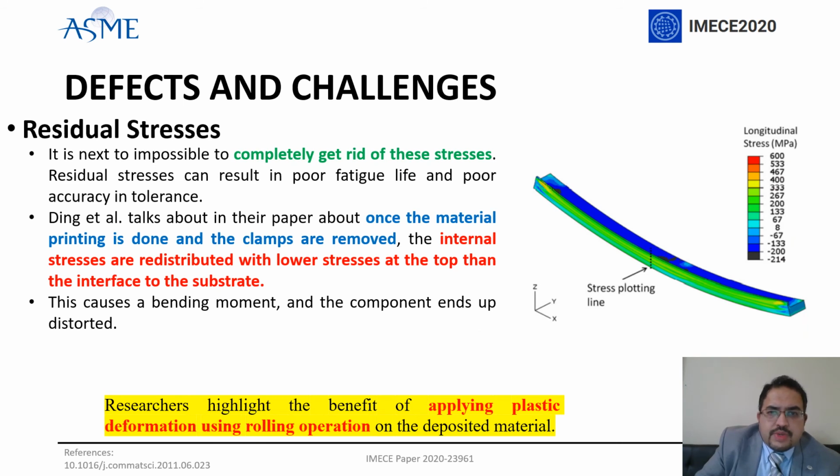Some of the defects in WAAM fabricated parts: residual stresses are there. It's very difficult to get rid of these stresses, and they generally affect the fatigue life of the material. For example, there's a study that shows that once the part is fabricated, the internal stresses are redistributed when the clamps are removed, and there are lower stresses on the top than at the interface with the substrate, and as a result there is a bending moment involved in the fabricated sample. However, applying plastic deformation using a rolling operation can benefit the process.